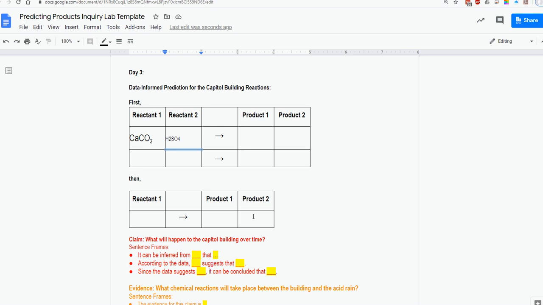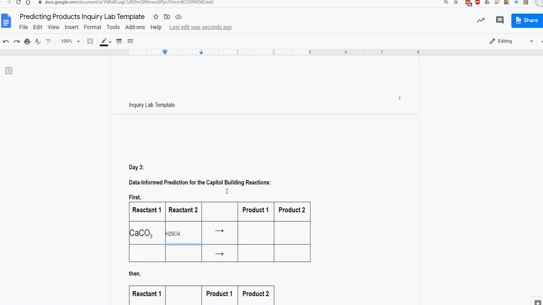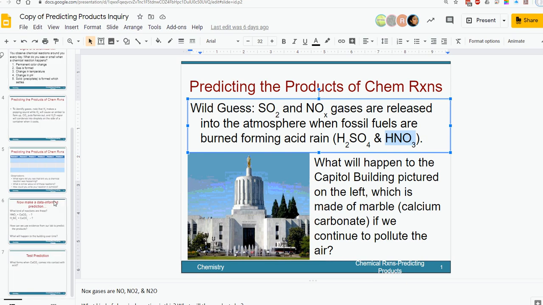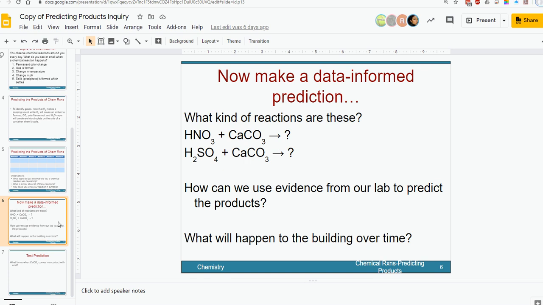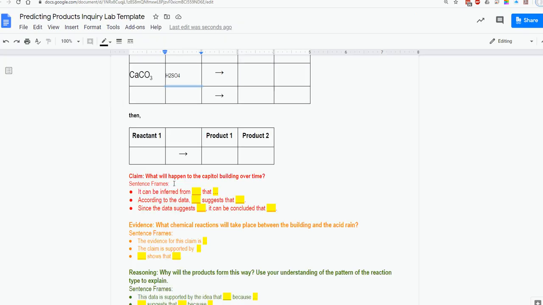All right, so now we have a pretty good idea of what's going to happen when we mix acids with marble. Very good. So now you're down here with this stuff. These are the final reactions that you're going to try and figure out. Now we can figure out our claim, evidence, and reasoning. Let's go back to the first thing. What will happen to the Capitol building over time?